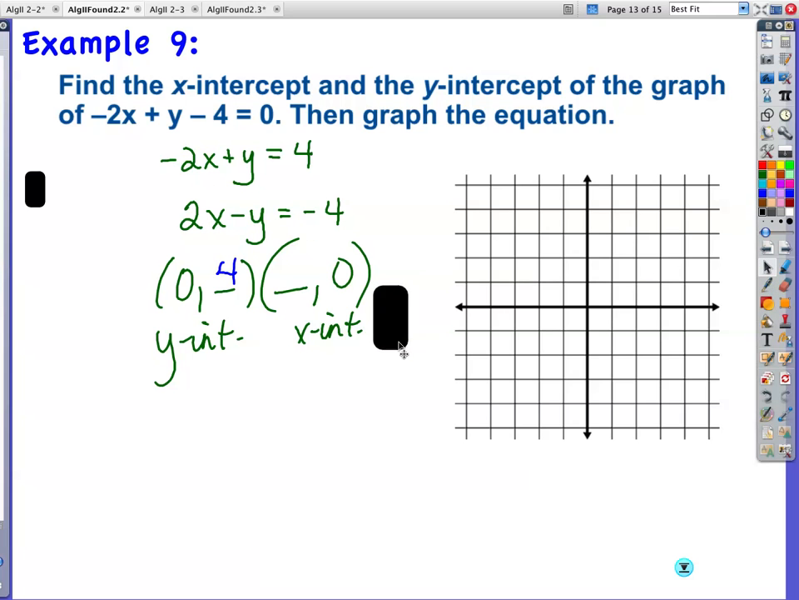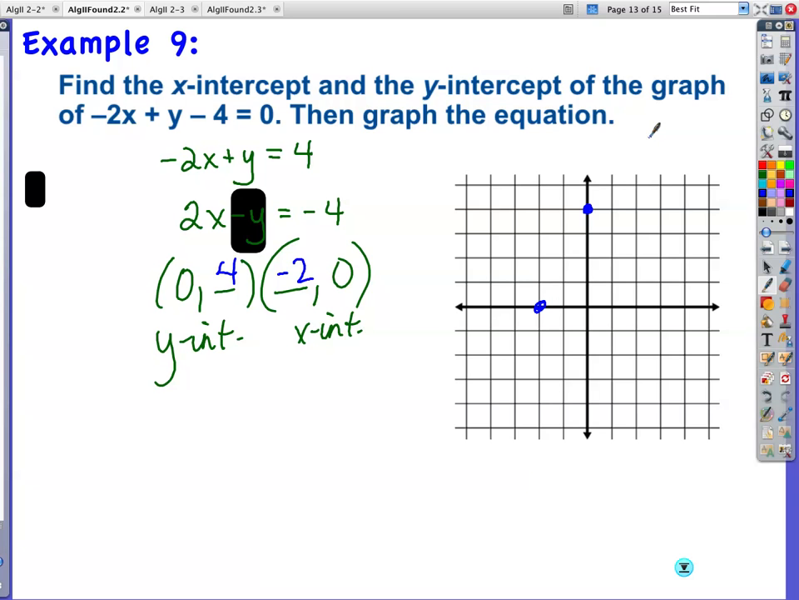All right, now over here, can you see how my x-intercept has a y value of 0? That means this really isn't here. That means 2 times something gives me negative 4. Well, isn't that negative 2? 2 times negative 2 gives me negative 4. So that is my x-intercept. So now I graph 0, 4. I graph negative 2, 0. Got 2 points. I can make the x and the y-intercept.